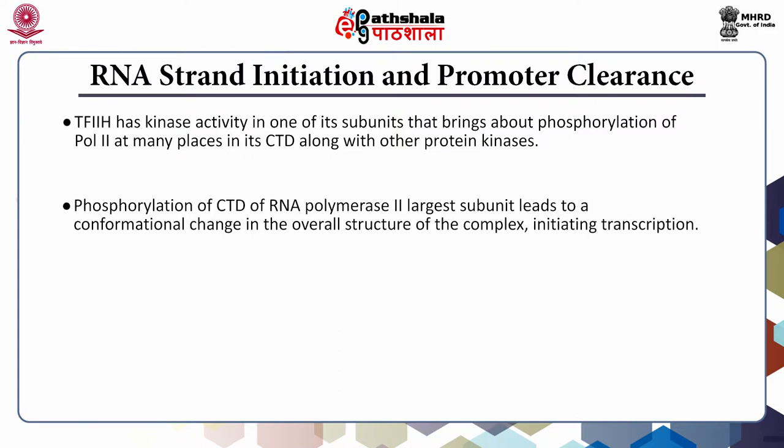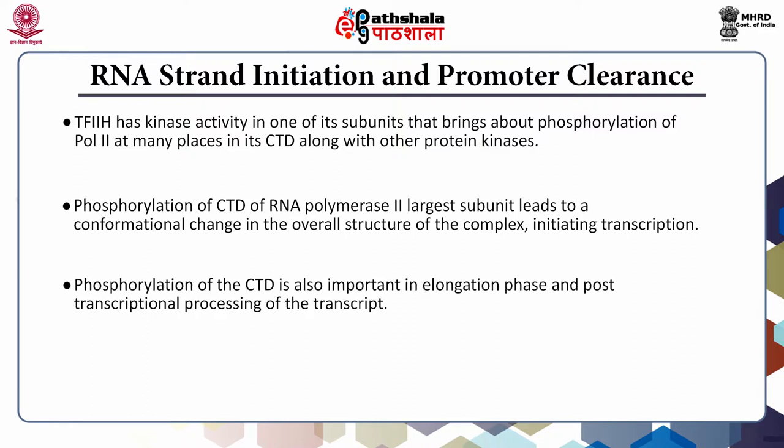Phosphorylation events at the C-terminal domain of the RNA polymerase 2 largest subunit lead to a conformational change in the overall structure of the complex, initiating transcription. Phosphorylation of the C-terminal domain is important not only during the subsequent elongation phase, but it also affects the interactions between the transcription complex and other enzymes involved in post-transcriptional processing of the transcript.